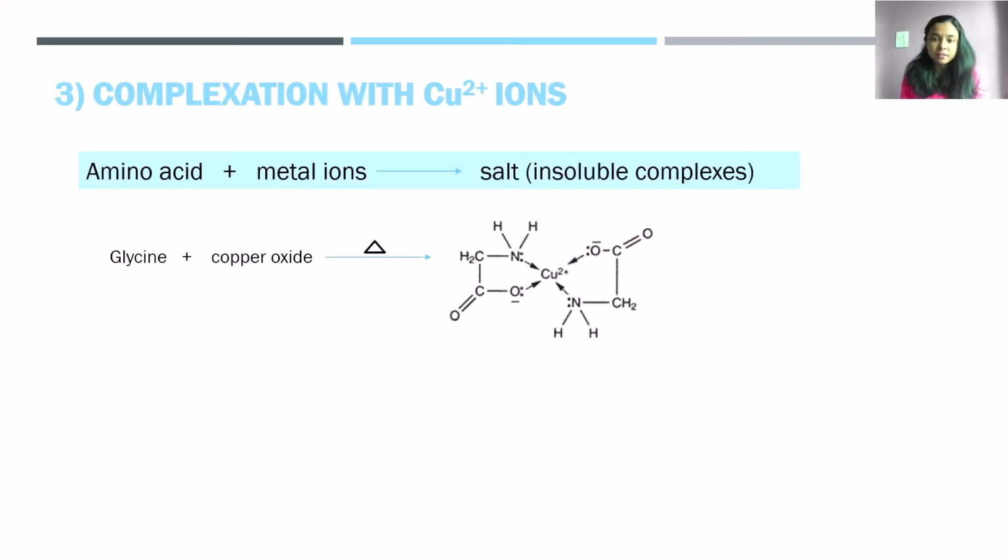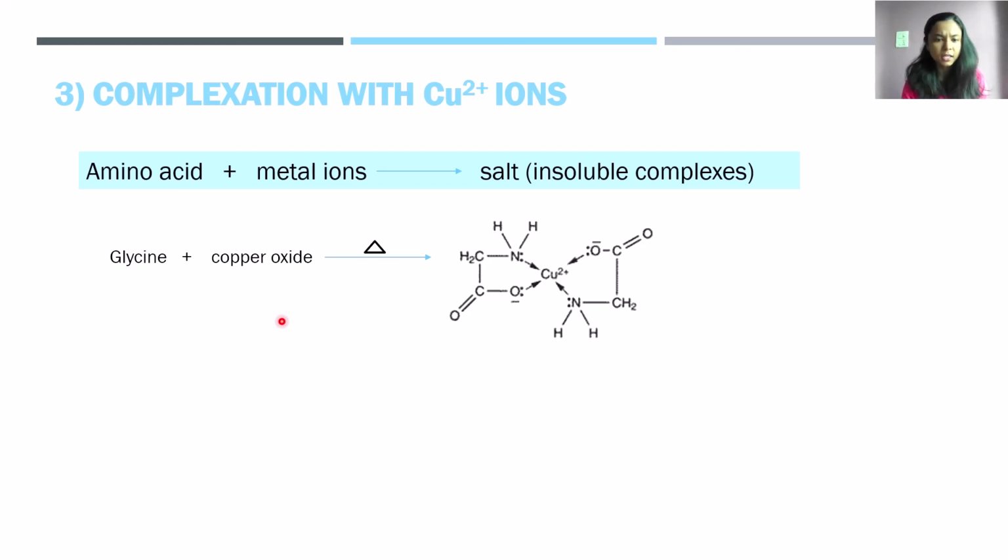Third type of reaction that amino acids show is a special property of them, in which they can actually react with metal ions to form insoluble complexes called salt. So in this reaction, if we add amino acid and a metal ion like copper oxide and heat it, we'll get an insoluble complex called the salt. And amino acids can actually react with a lot of heavy metals like Ca2+, Ag2+, to give such insoluble complexes.